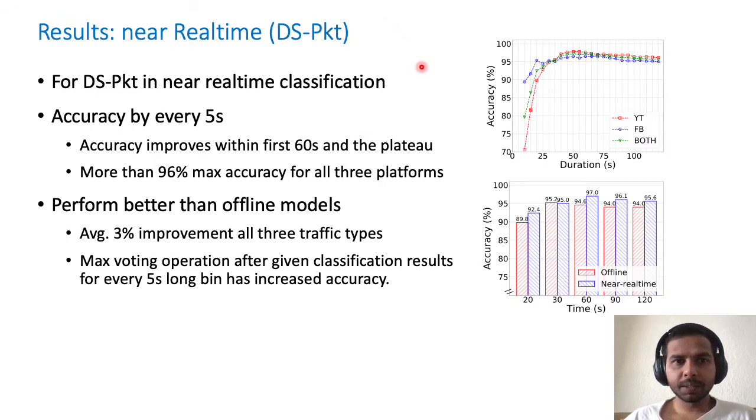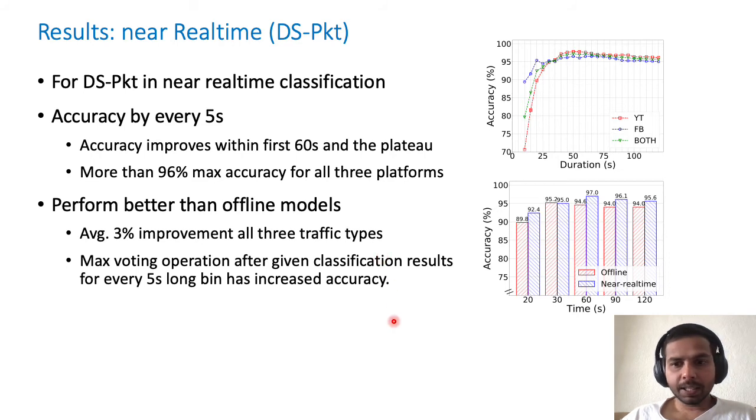Now let's discuss the performance of near real-time classification of 360NorVic for the DS packet data. As you can see in this figure, we start giving the accuracy at 10 seconds of the video duration, and after that every 5 seconds we give the classification results with the incremental accuracy up to 60 seconds. After 60 seconds, the accuracy levels off for all three traffic types with a slight decrease. However, we see more than 96% max accuracy for all three traffic types.